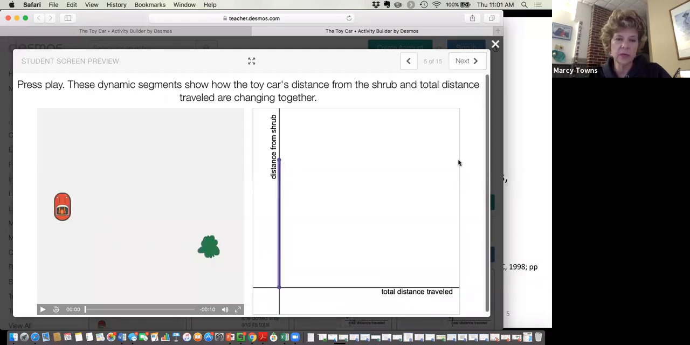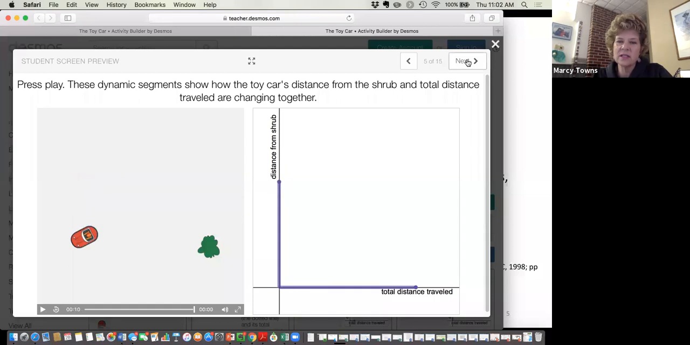Okay, now what we're going to do in this part of the simulation is the dynamic segments, so these purple segments, they're going to show how the distance from the shrub and the total distance change together. So I don't have to move anything. I'm just going to start the car moving. Okay, so the neat thing about this simulation is it lets you see how these two things change together, but they're just crawling along the x-axis and the y-axis.